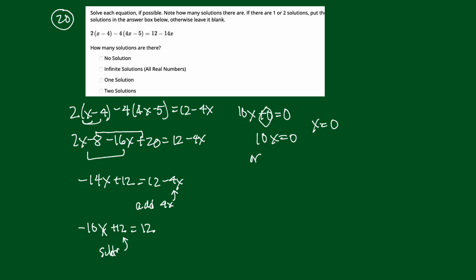Or you could divide by 10, right? 10x over 10 is equal to 0 divided by 10. You get x equals, now 0 divided by a non-zero number is 0. All right? So we get x equals 0. That means, what are they asking us here? All the way back up to the top. How many solutions are there? Well, we get one solution, 0. So I'm going to check this radio button right there. They're not asking us what the solution is, but we know it's x equals 0.